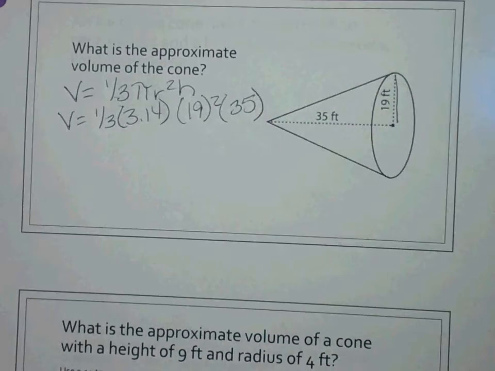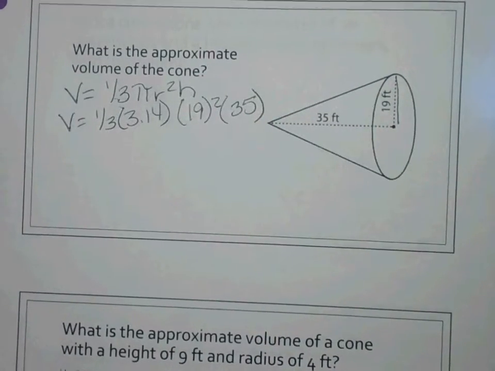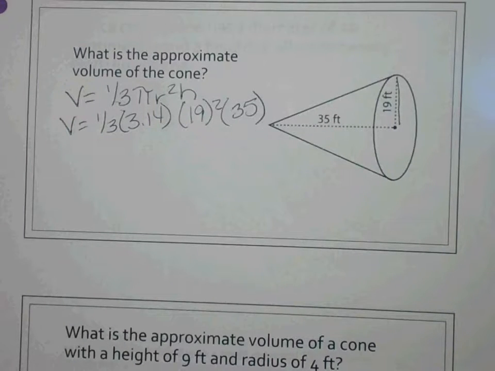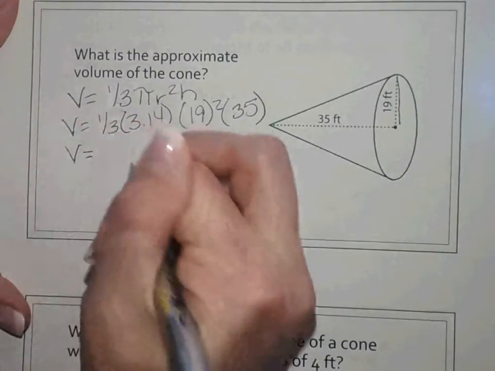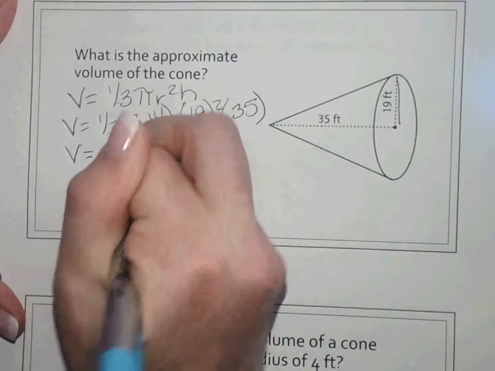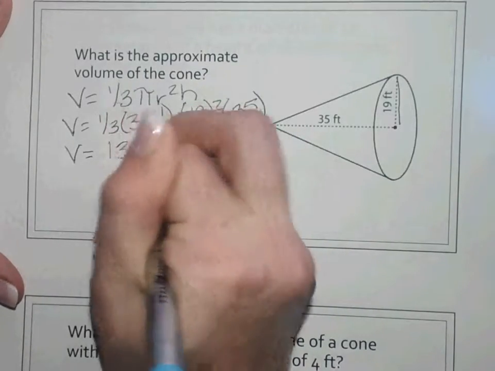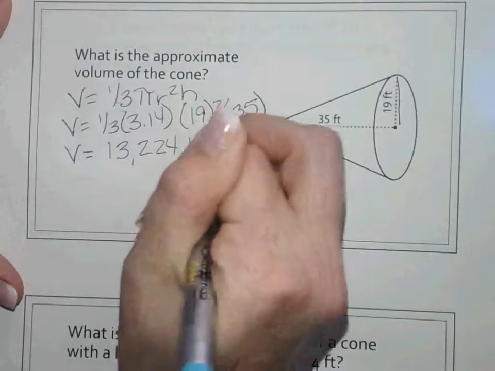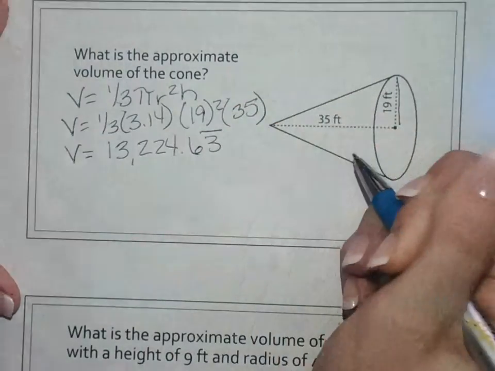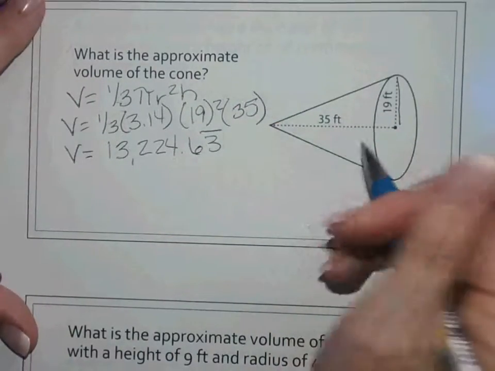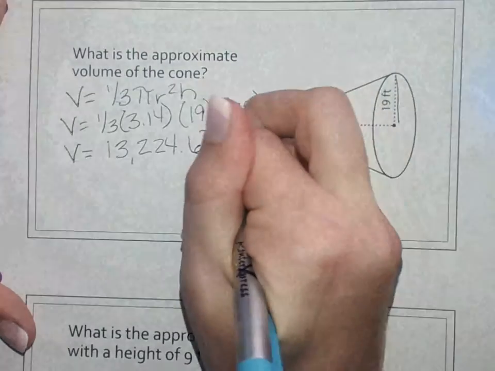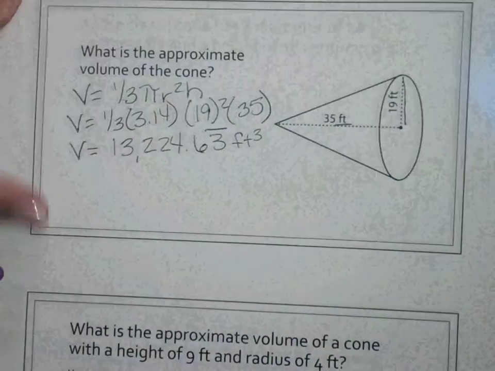So all I'm going to do is put this into my calculator, those big numbers, 3.14 times 19 times 19 times 35, and divide it by 3 because that is the same as multiplying by 1/3, and I do get 13,224.63 repeating. And I don't have the pi sign here, but I do need to add my units, which are feet cubed, and then I'm done with that one. Okay, let's look at another.